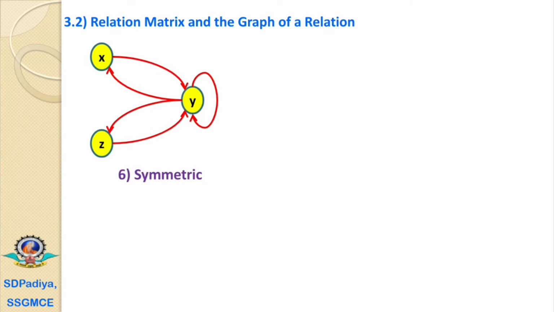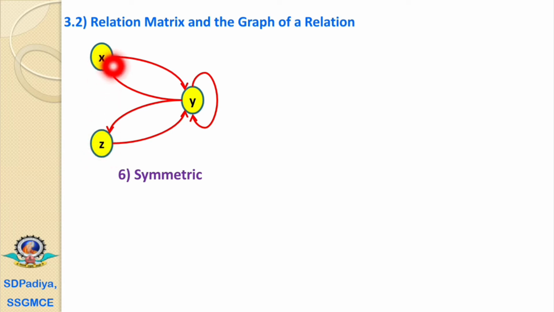Now the next is we have three nodes, x, y and z, and we observe that x is in relation to y and y is in relation to x, then y has a relation to z and z has a relation to y. If we discuss the properties, then this graph is not reflexive because x and z do not have the relation with themselves. For reflexive, every node must have the relation with itself. That's why it is not reflexive.